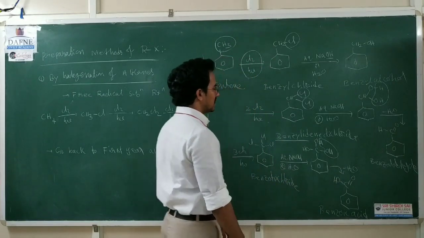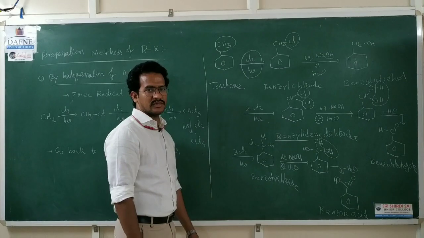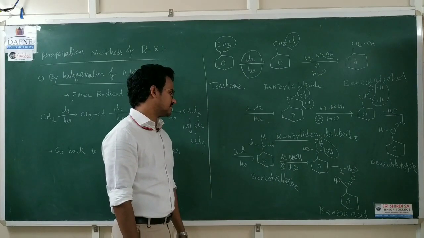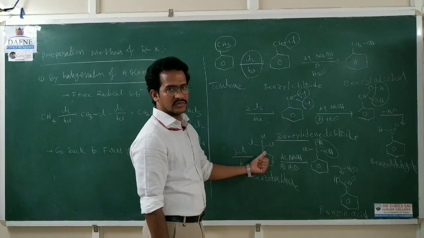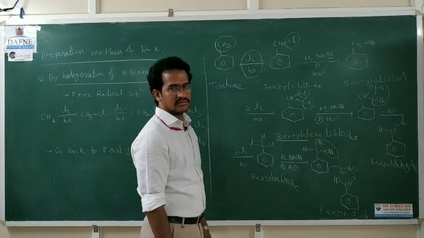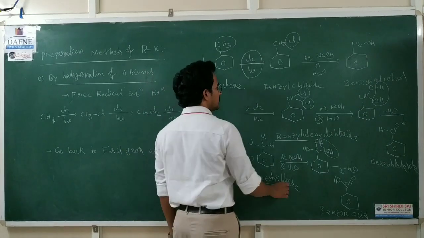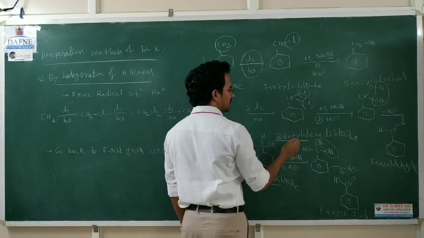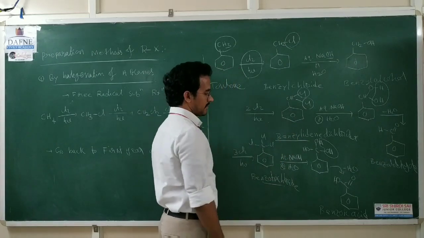Similarly, this toluene on trichlorination gives the trichloride, trichloromethyl benzene, or simply called benzotrichloride. The names are different. This is benzyl chloride, this is benzylidene dichloride, and this is benzotrichloride.